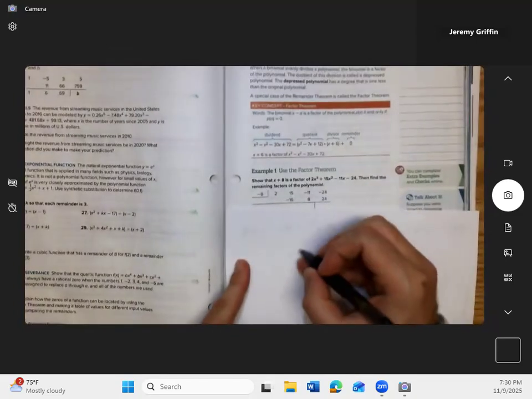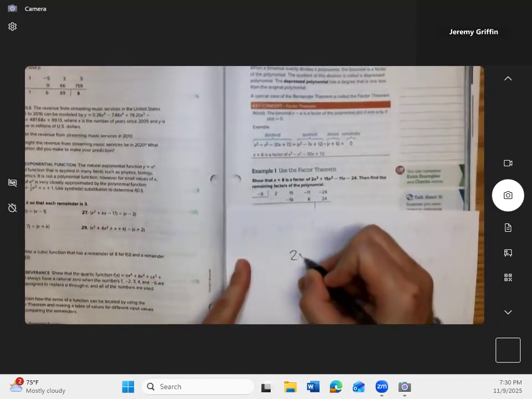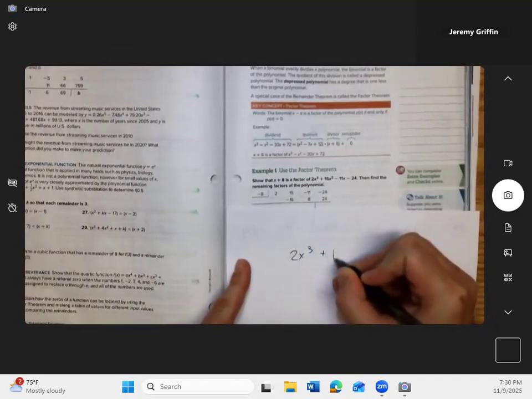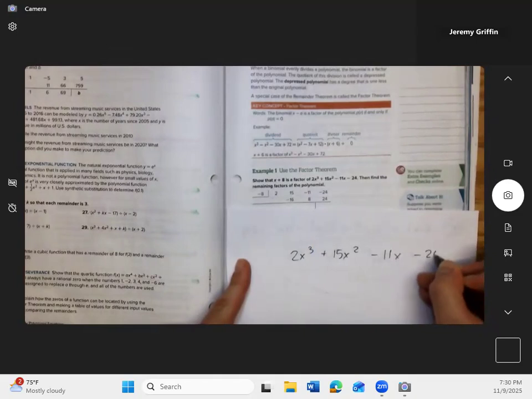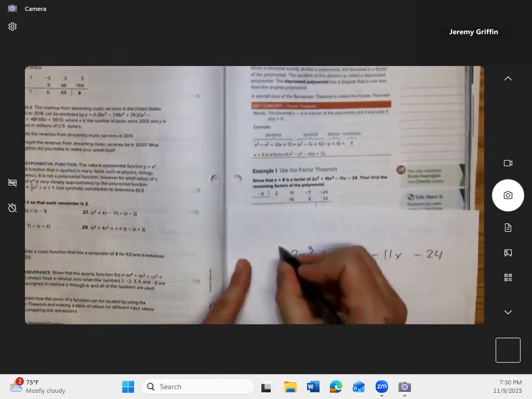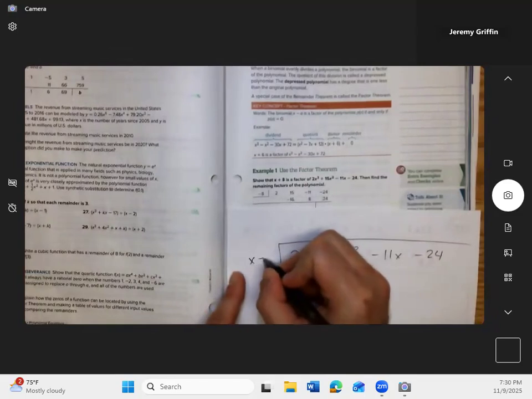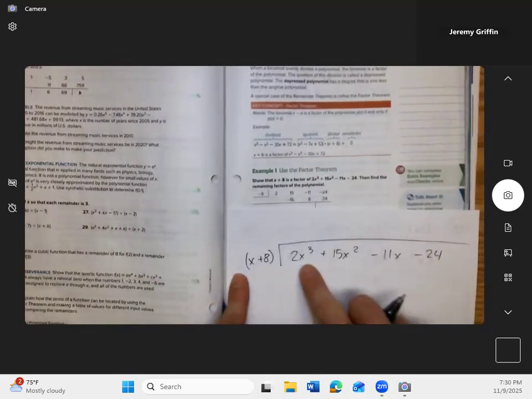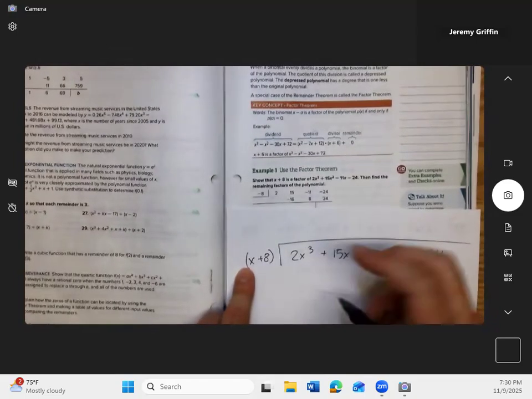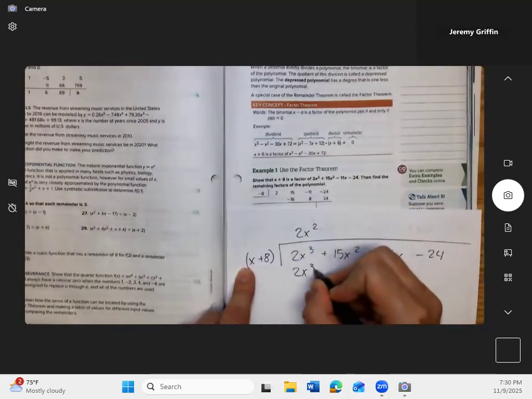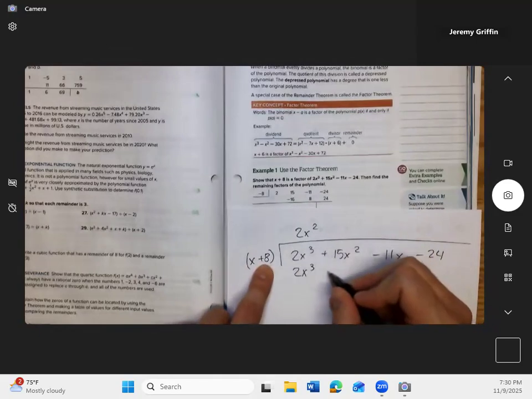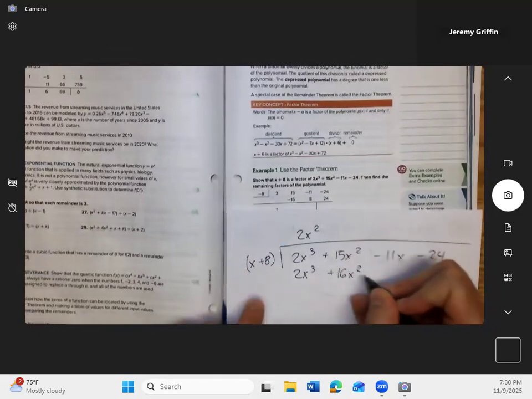So do I get the same thing from long division? Let's try this out. So I get 2x cubed plus 15x squared minus 11x minus 24. Just copy that down. I'm dividing out x plus 8. How many times does x go into 2x cubed? Well, that'll be 2x squared. 2x squared times x is 2x cubed. And then don't forget 2x squared times 8, which is 16x squared.